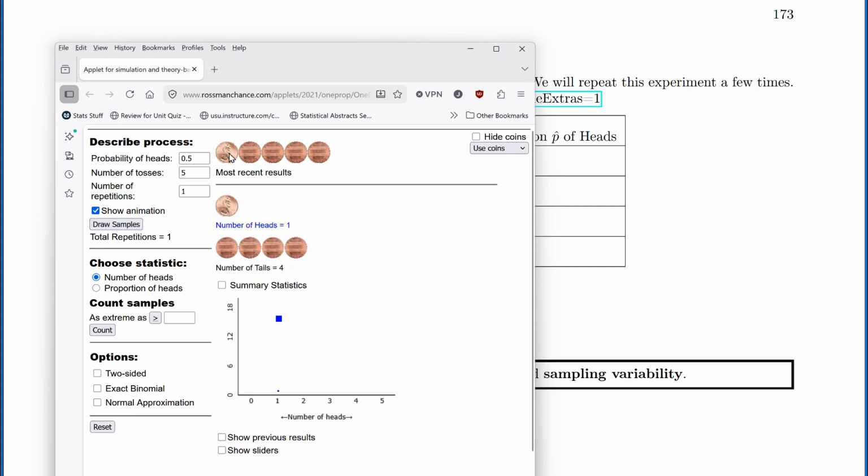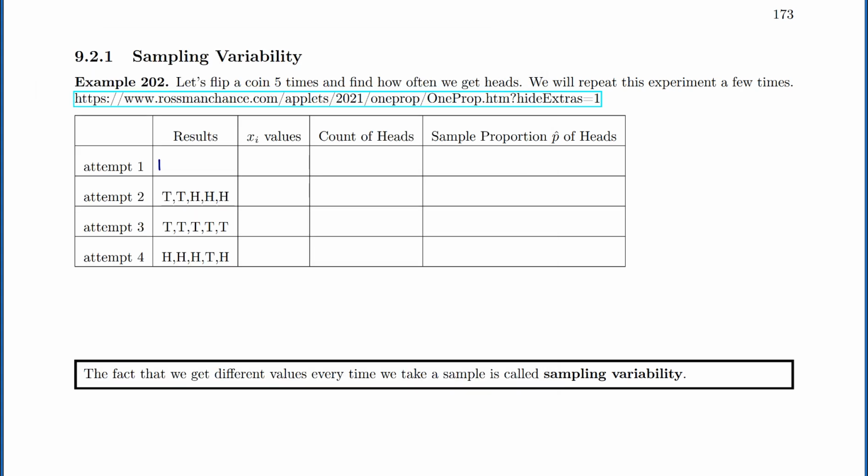Okay. And you can see that I got heads, tail, tail, tail, tail. So if I was to rewrite these as X values, we're interested in heads and nothing else. So my X values would be 1, 0, 0, 0, 0. My count of heads, how many heads did I actually get? I got 1. And so my sample proportion of heads would be 1/5, so 0.2.